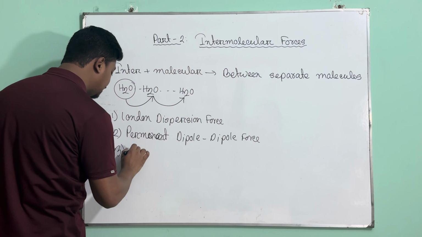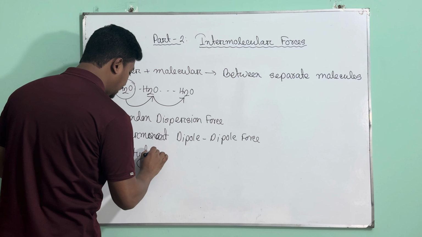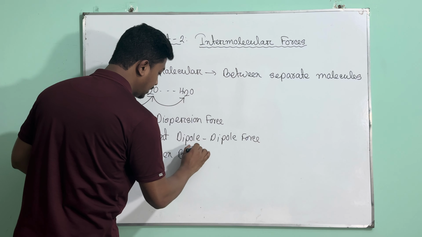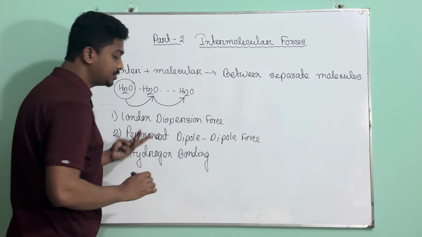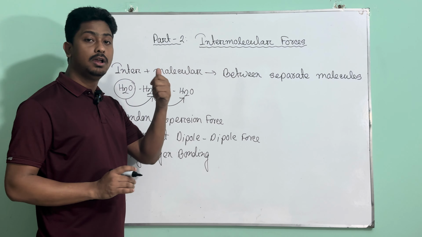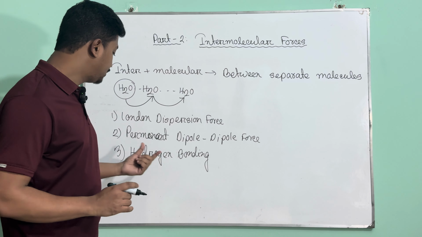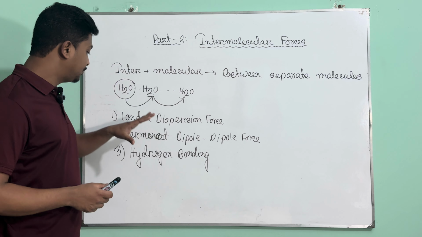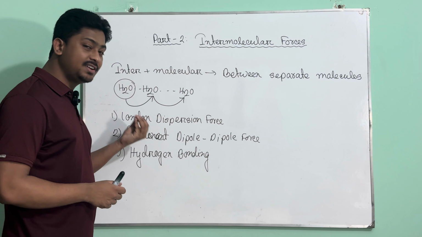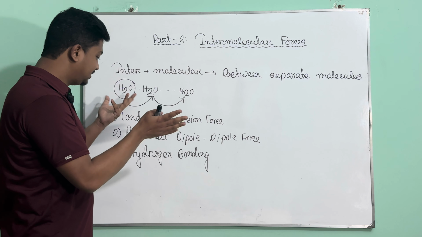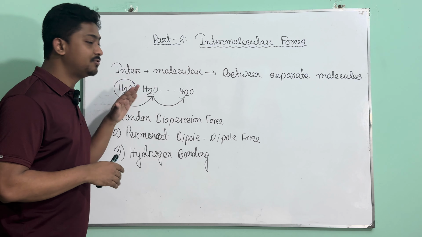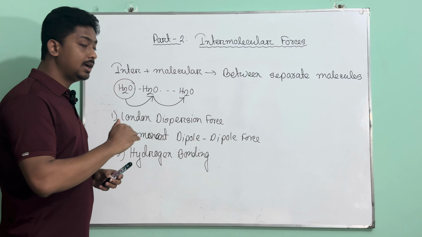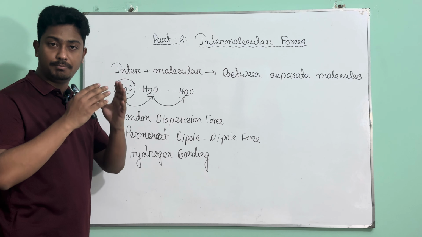Number 3, we have the king of intermolecular forces, which is hydrogen bonding. When hydrogen is bonded to 3 special atoms like oxygen, fluorine, and nitrogen, then we have hydrogen bonding in there. You have noticed that I have used H2O as the example for all these 3 forces, because all these 3 forces exist in H2O. We'll discuss each of the forces in different videos, because they need a broader explanation.